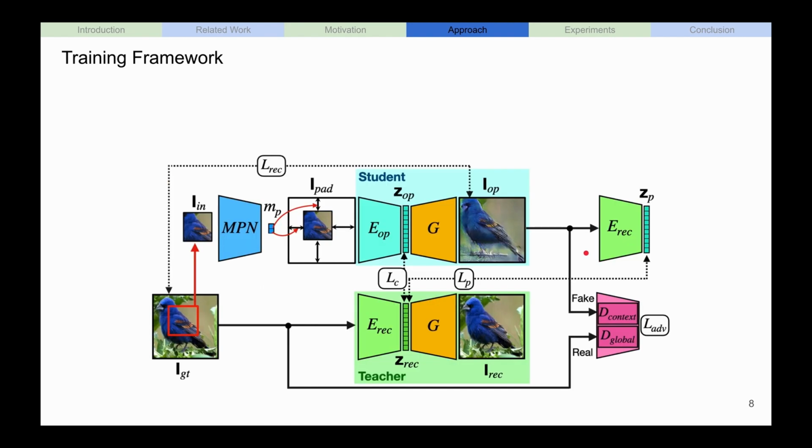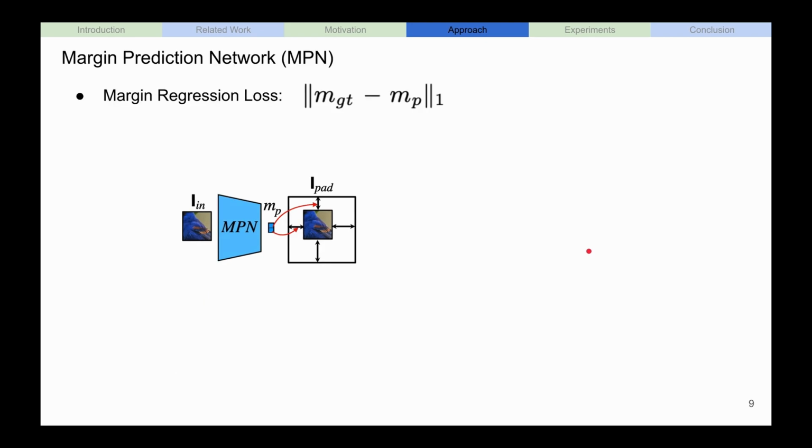In this paper, we proposed a training framework to achieve our goal to outpaint images with learnable margins. We will detail the framework as follows. First, we proposed a margin prediction network, MPN, to leverage visual clues from input images and predict corresponding filling margins. We trained the MPN by minimizing an L1 distance margin regression loss to recover reasonable margins in a self-supervised manner.